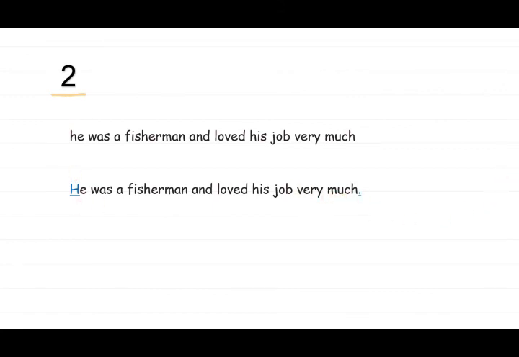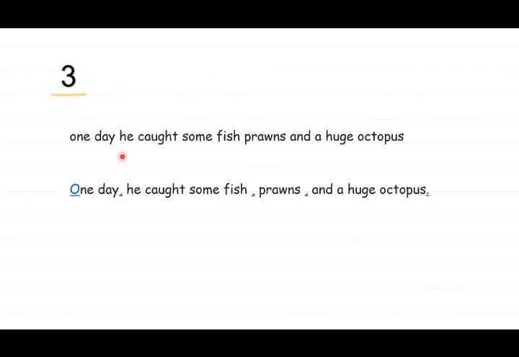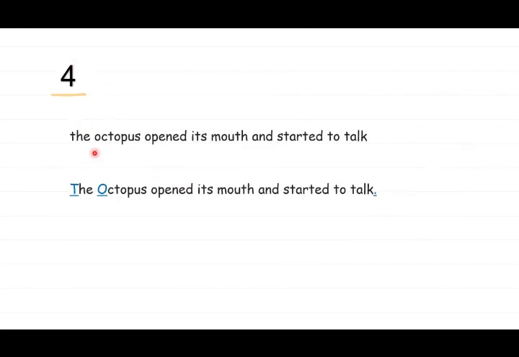Okay, that's all. Number 3, one day he caught some fish, prawns and a huge octopus. One day, okay, dia mesti ada koma sebab dia frasa. One day tu adalah frasa, satu hari. Start O, capital letter. He caught some fish, prawns, okay, koma, prawns, koma, and a huge octopus, full stop. Ni list senarai. Did you get this one correct? Good.